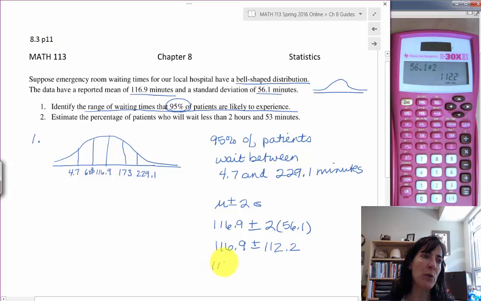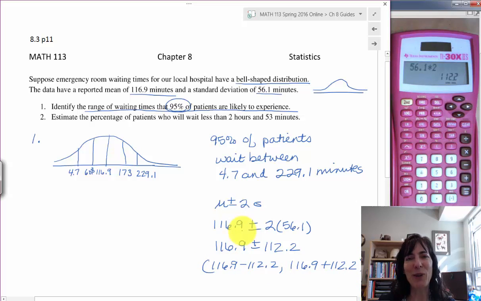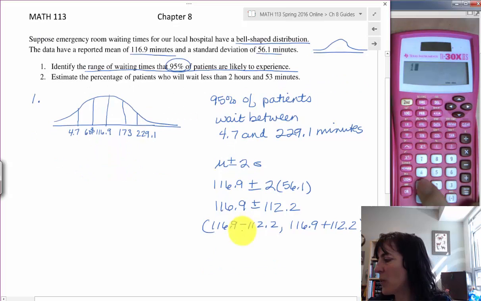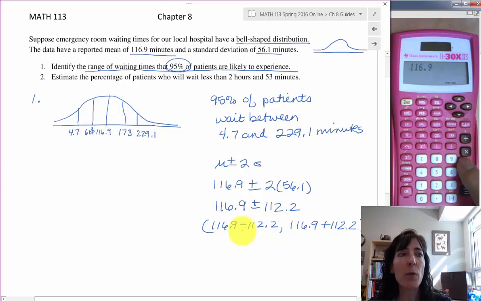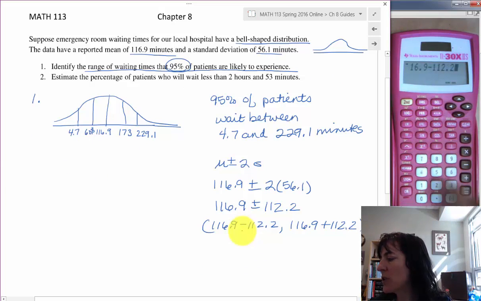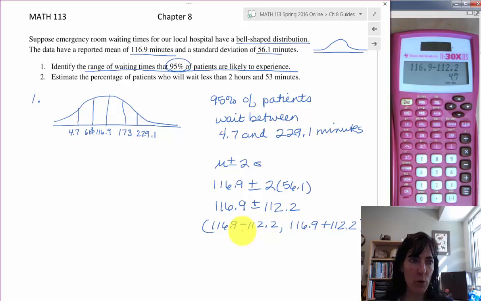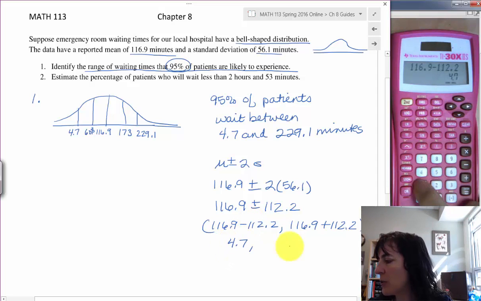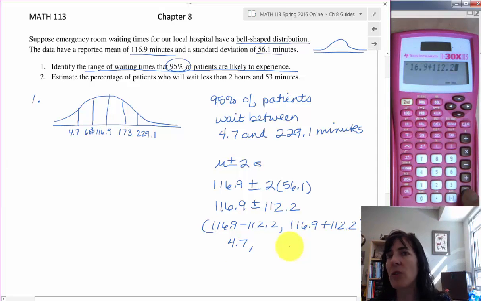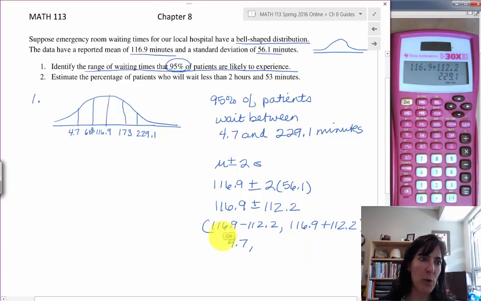And then we would do 116.9 minus 112.2 and 116.9 plus 112.2. Put it into parentheses just for Mrs. Brown. And then 116.9 minus 112.2, there's our 4.7. And 116.9 plus 112.2, and there's our 229.1.